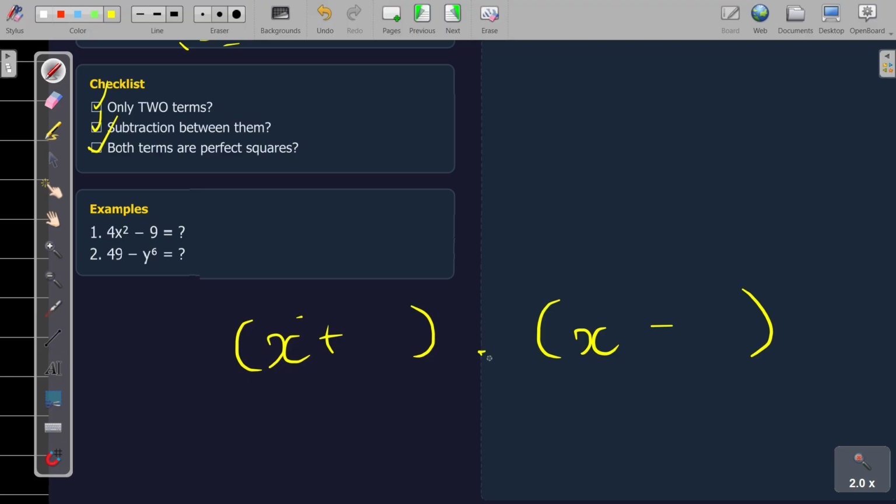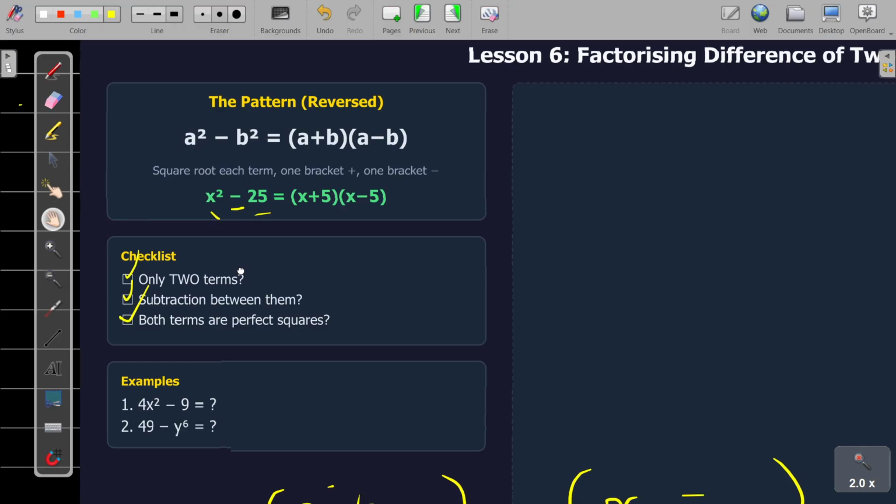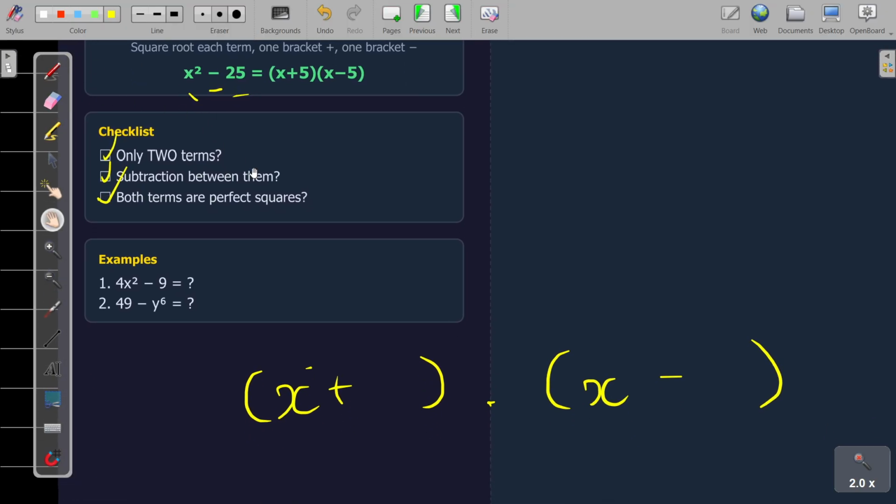That should be it. Now you want to add the 5, the square root of the second term, right there. So one bracket will be x plus 5, and the other will be x minus 5. That's really it. So the factorized answer is (x plus 5)(x minus 5). The order of the plus and the minus doesn't really matter, as long as you write this. Okay?